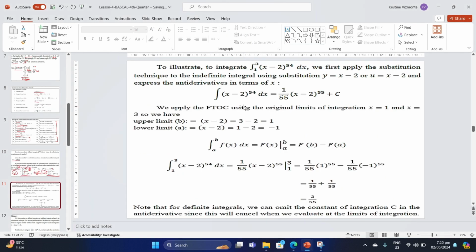To illustrate, to integrate the definite integral from 1 to 3 of (x minus 2) raised to 54 dx, we first apply the substitution technique to the indefinite integral, using substitution u equals x minus 2, and express the antiderivatives in terms of x. Okay, let's use this one.